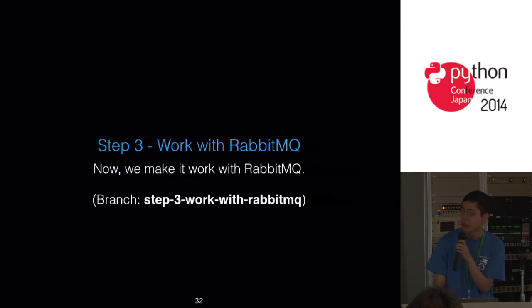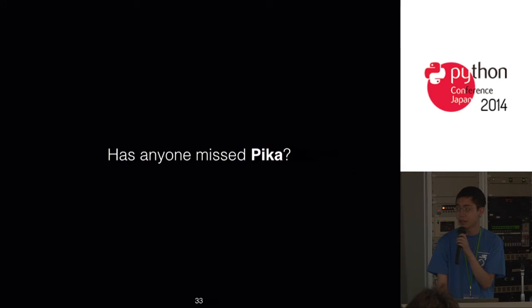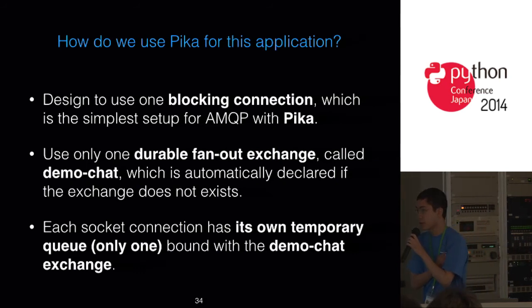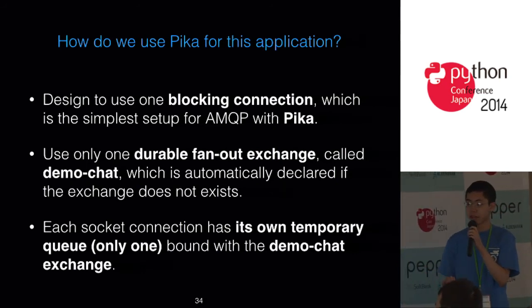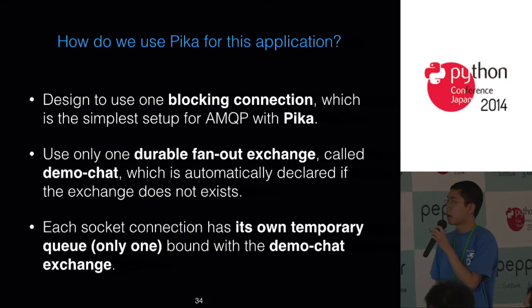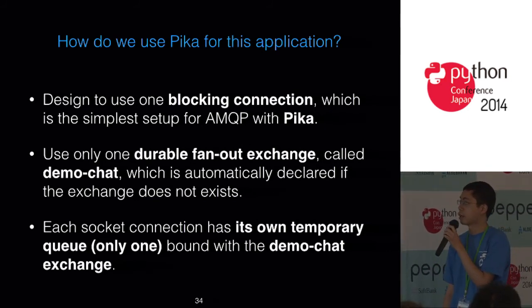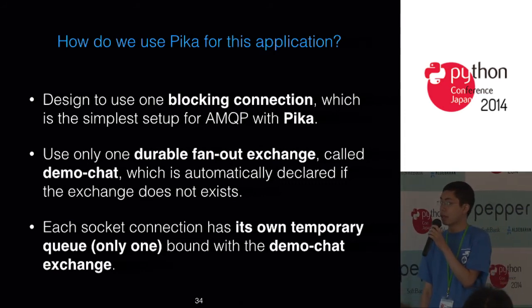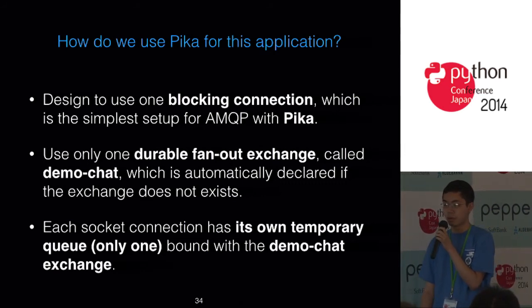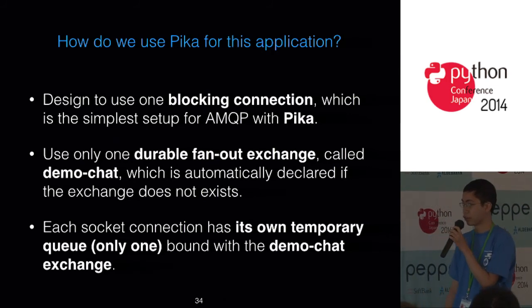The next step is that we now work with RabbitMQ. Has anyone missed Pika? By the way, Google for it. It's cute. I don't have a picture. So now we're going to use Pika, which means we're going to use RabbitMQ this time. In the demo application, however, we decided to use a blocking connection, which is not suitable for the Tornado framework, but we're going to use it anyway.